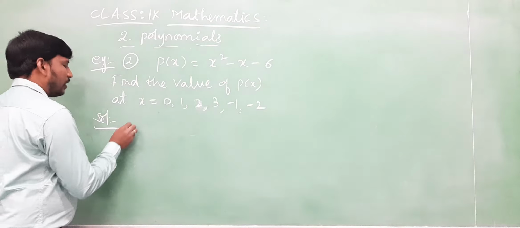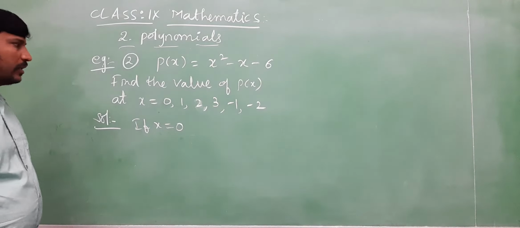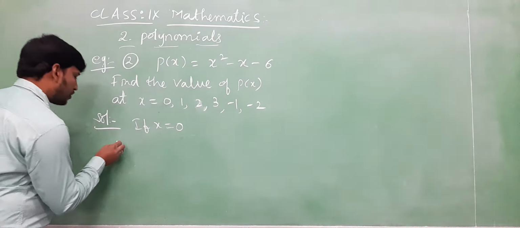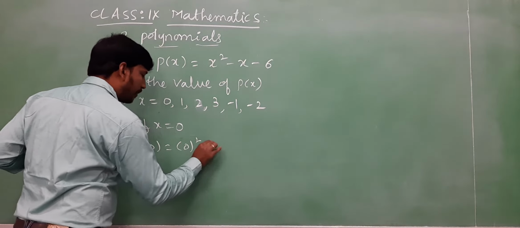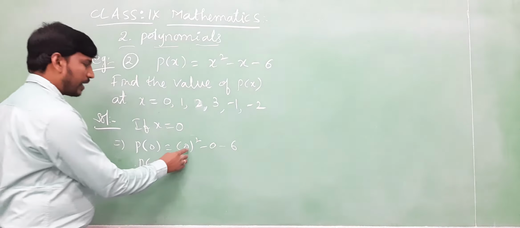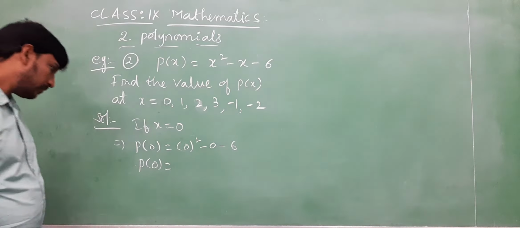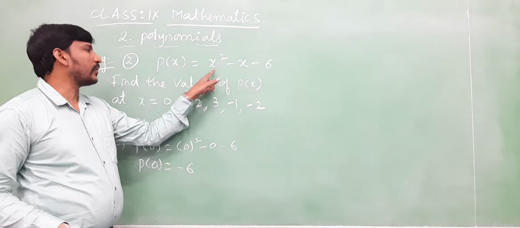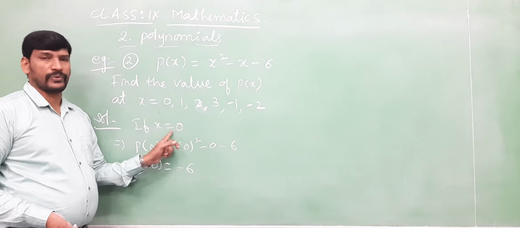The first one is what? If x is equal to 0, what will we do here? Wherever there is x in the given polynomial, replace it with 0. So p(0) is equal to 0 squared minus 0 minus 6. 0 squared is 0, 0 minus 0 is 0, and 0 minus 6 is how much? Yes, it is minus 6. So the value of the polynomial p(x) = x² - x - 6 is minus 6 at x equal to 0. Okay, children.